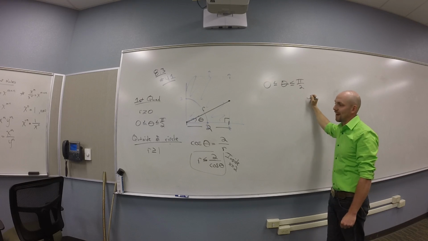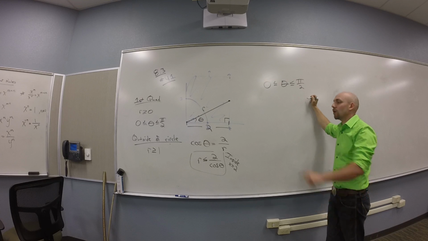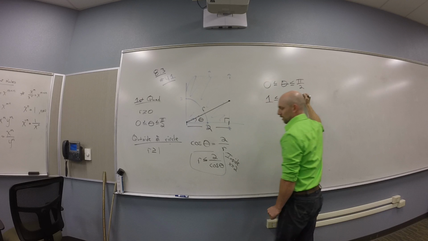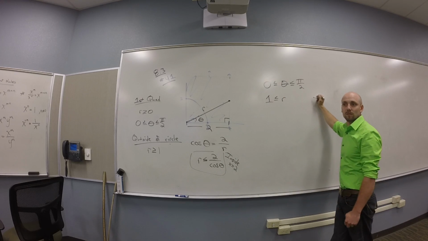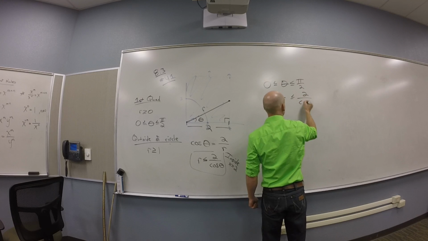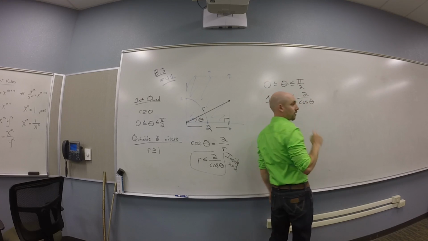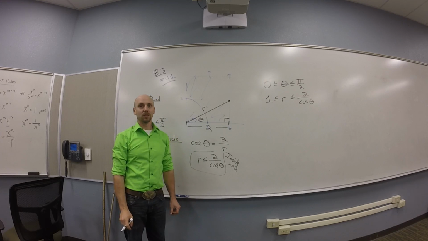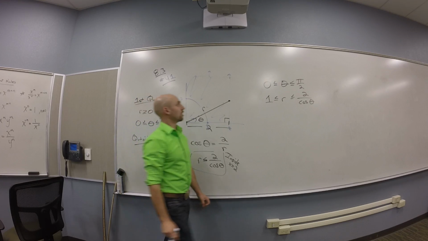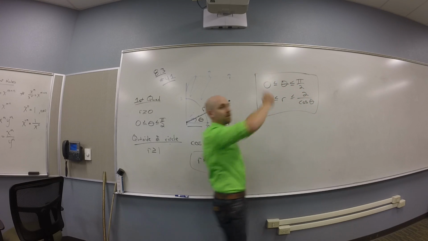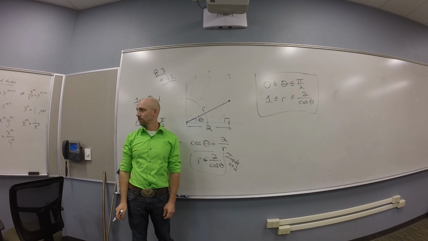Now, what about my radii? They still have to be bigger than 1. Good. And what else? Smaller than 2 over cosine theta. You guys see that? So that's what you got. Check, done.